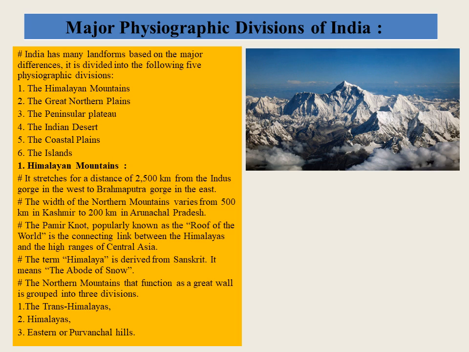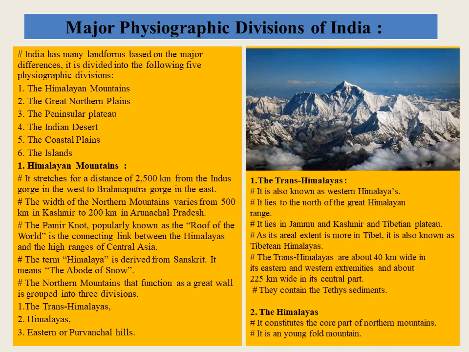Now we are going to learn about the Himalayan mountains, the subheading Trans-Himalayas. Now I want to show this in the red point. It lies to the north of the Great Himalayas. It lies in Jammu and Kashmir and the Tibetan Plateau. It lies in the north of the Great Himalayan ranges. It is also known as the Tibetan Himalayas.